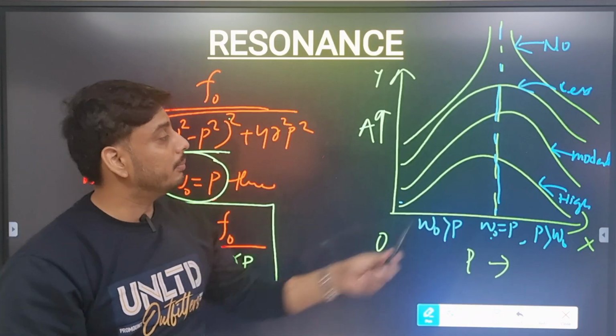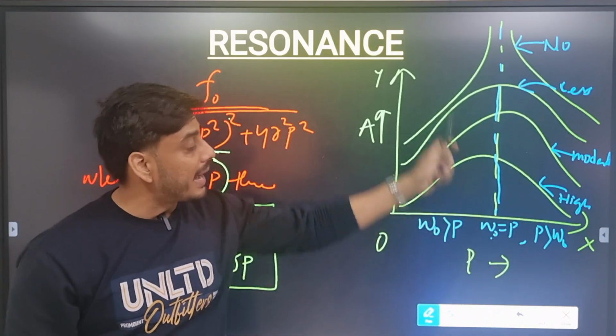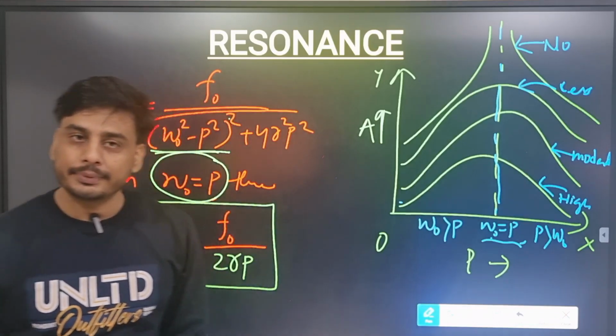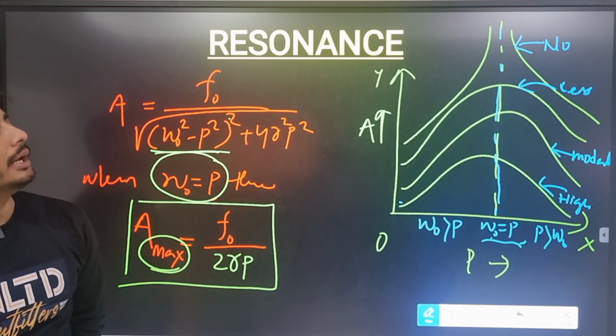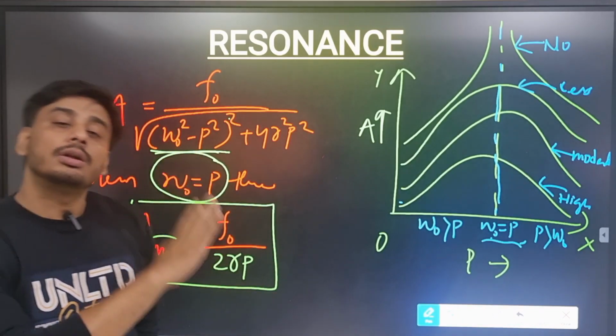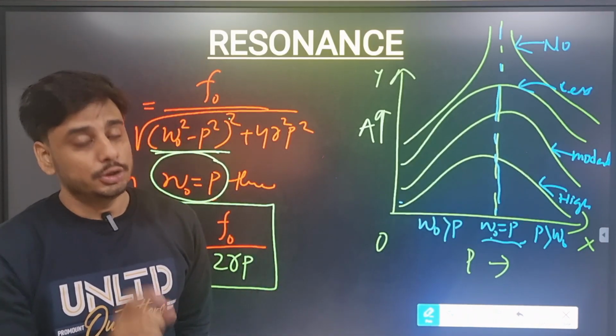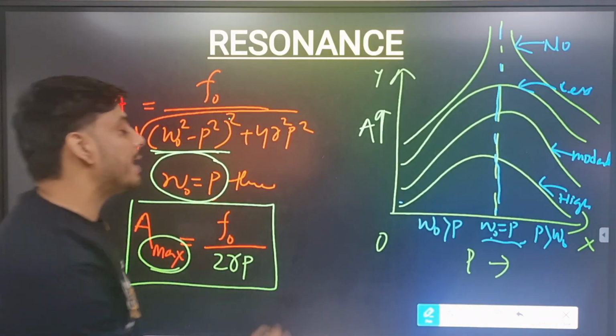So from here you can clearly see the maximum amplitude you will get at omega naught equal to P. Here you can also see one more thing: on both sides of that resonant frequency the value of amplitude gradually decreases. So that is a term that is said to be sharpness.